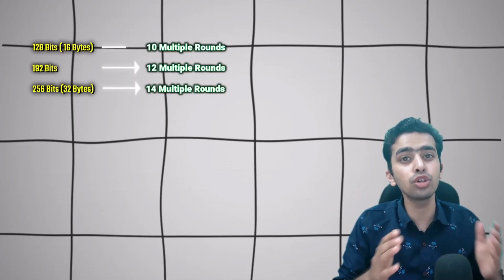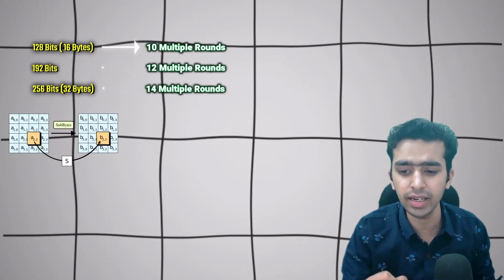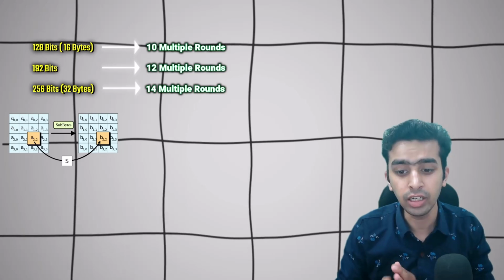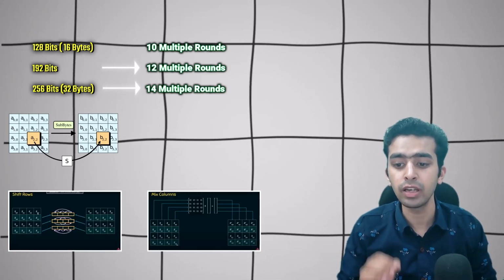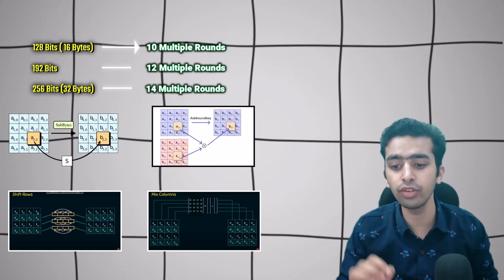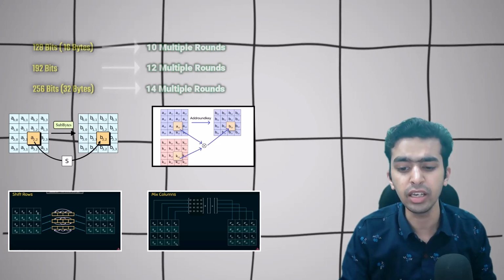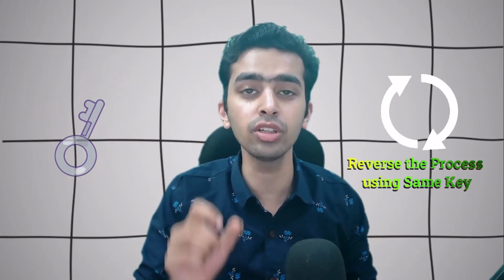And what does each of these rounds have? These rounds involve steps like SubBytes, that is substitution of data; ShiftRows, rearranging the input data; MixColumns, mixing data across the columns; and the AddRoundKey step, in which the data is combined with the key. Each round makes the data more scrambled and secure. And to decrypt the data, we simply reverse the process using the same key.